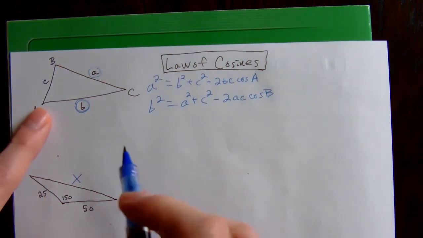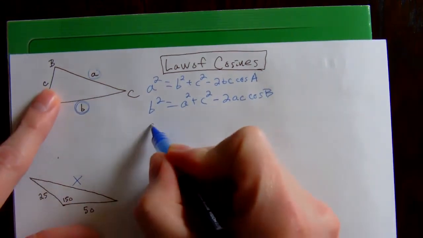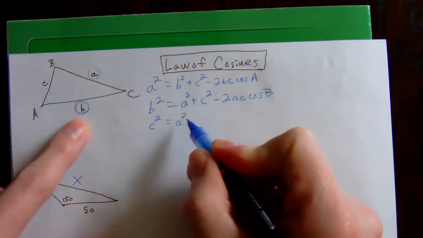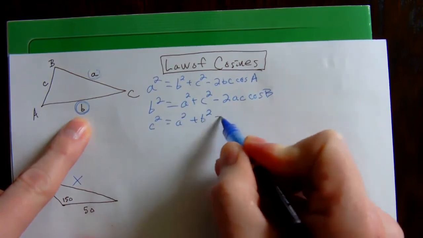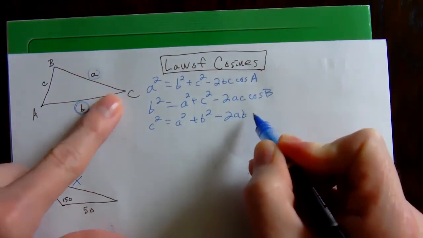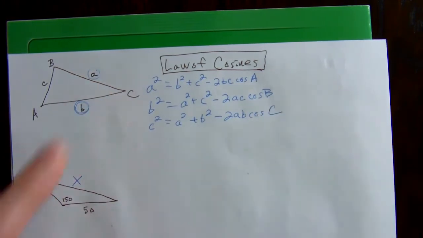And then the last one, same thing you could do on your own, but just make sure you've got it down. Your c squared, you're going to do this side squared plus this side squared minus 2 times that side times that side times the cosine of that opposite angle, angle c right there. So that is your law of cosines.